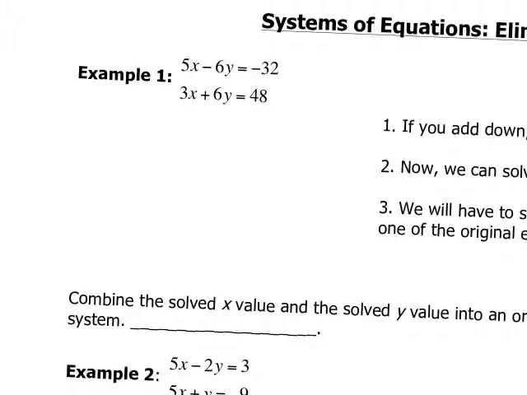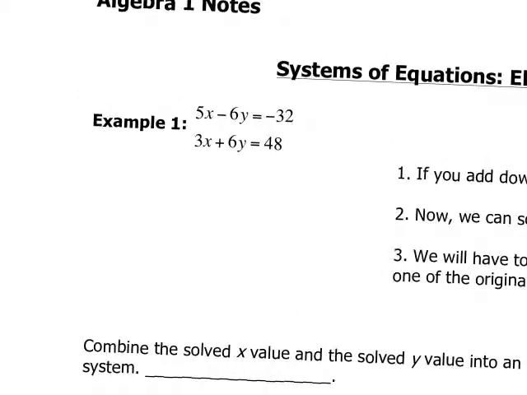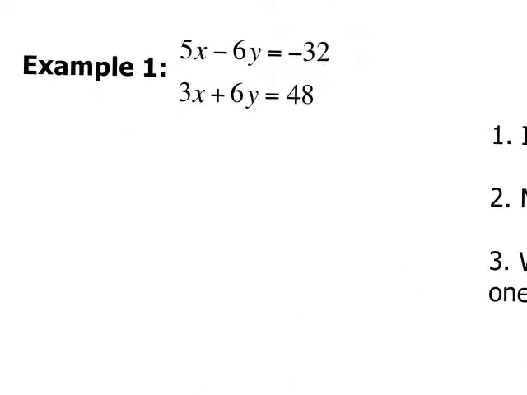Since we have a pair of opposites like negative 6y and 6y, I can go ahead and add those down and they would eliminate each other. So all I'm doing is combining these equations into one by just adding them together. Generally, we set it up where we just add straight down. It's nice to have them lined up so we can add straight down. That helps us to combine like terms very easily. So 5x plus 3x is 8x.